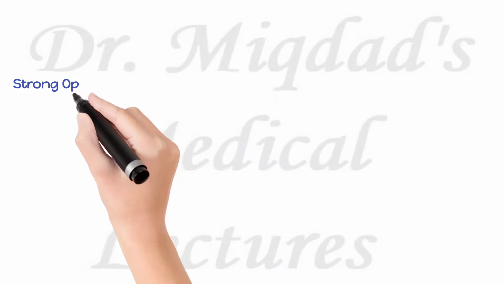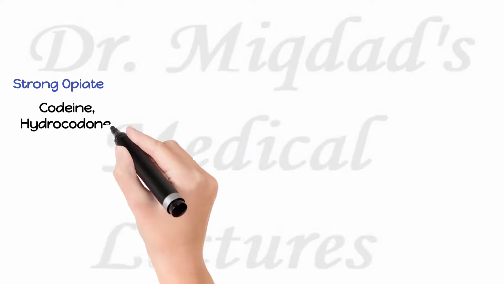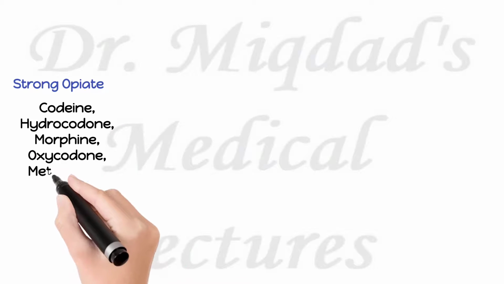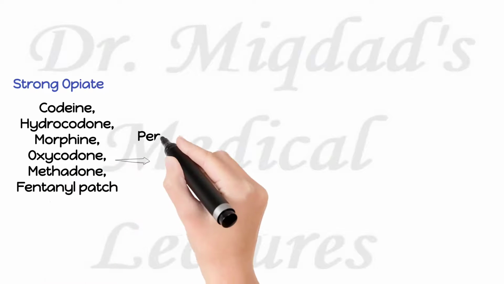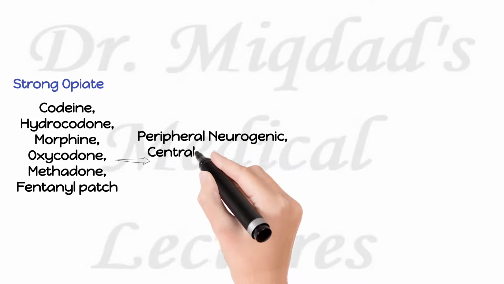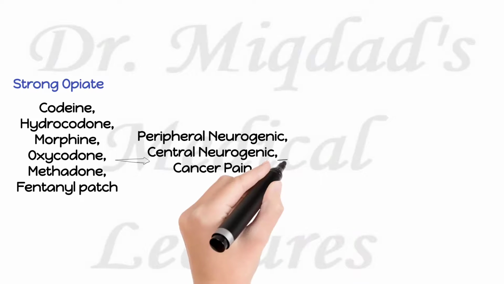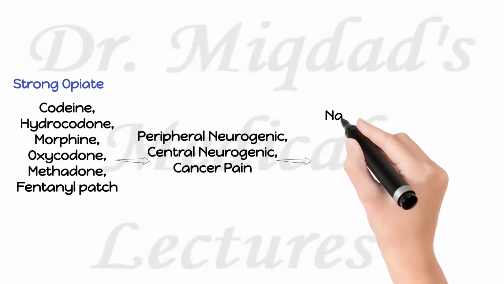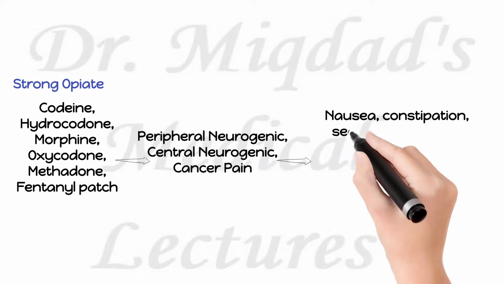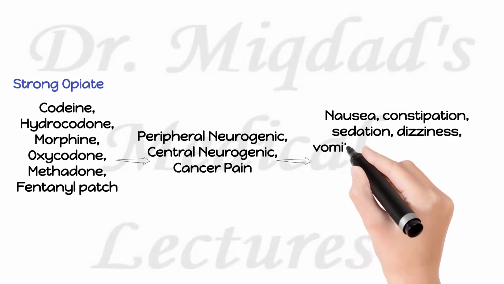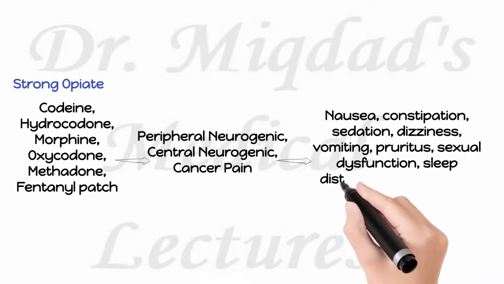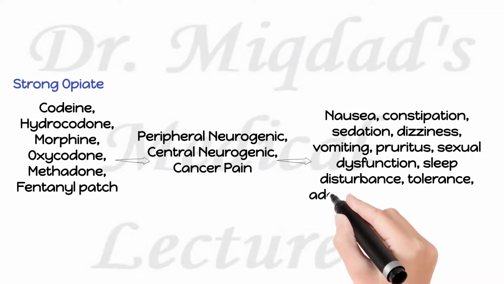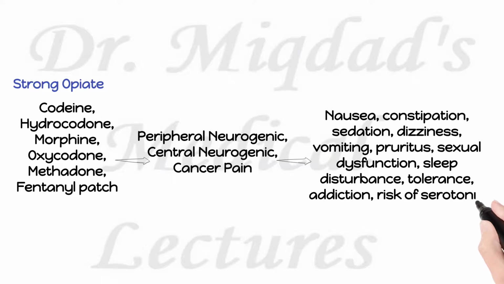Then the last category is strong opiates. They include codeine, hydrocodone, morphine, oxycodone, methadone, fentanyl patch, etc. These drugs can be used in very severe peripheral and central neurogenic pain and in cases of intractable cancer pain. Their common side effects include nausea, constipation, sedation, dizziness, there may be vomiting, pruritus, sexual dysfunction, sleep disturbance, tolerance, addiction, risk of serotonin syndrome, etc. So that's all about medical management.